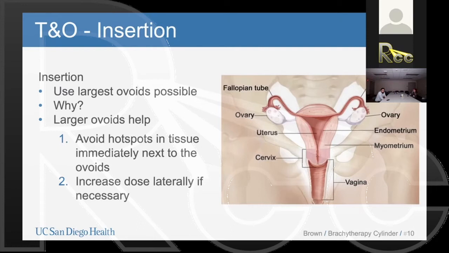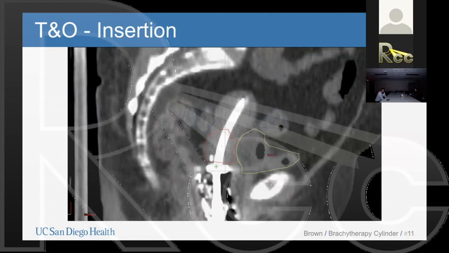This is what the insertion is going to look like on CT imaging. This is a sagittal plane. So we have the bladder in yellow, the sigmoid or bowel in blue, and the rectum in brown, and the high-risk CTV in red. And so this is the area we're going to be most interested in treating. And we've chosen the slice here to run immediately down the center of the tandem.